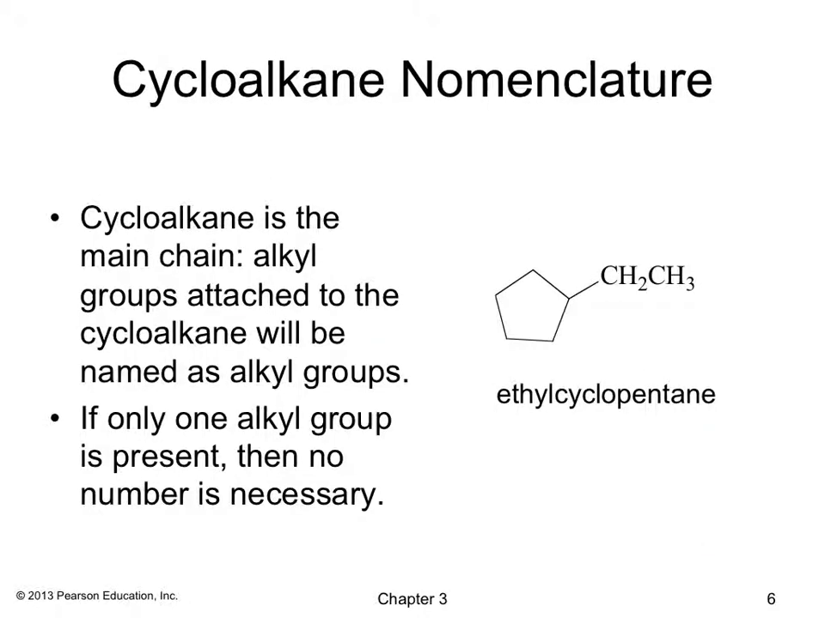And if we look at nomenclature of cycloalkanes, the cycloalkane is the main chain, and the alkyl groups attached to the cycloalkane will be named as alkyl groups. So if only one alkyl group is present, then there's no numbering necessary. And if we look at this example, we have ethylcyclopentane, in which we have the cyclopentane group as the parent and the ethyl group shown here.